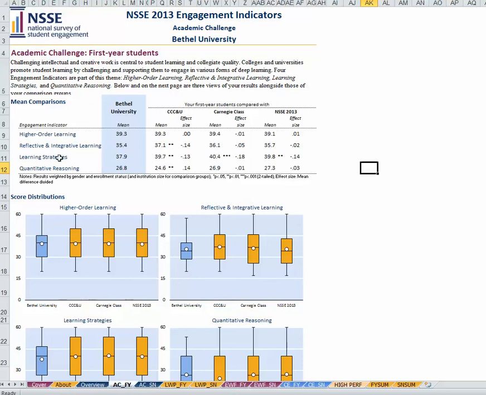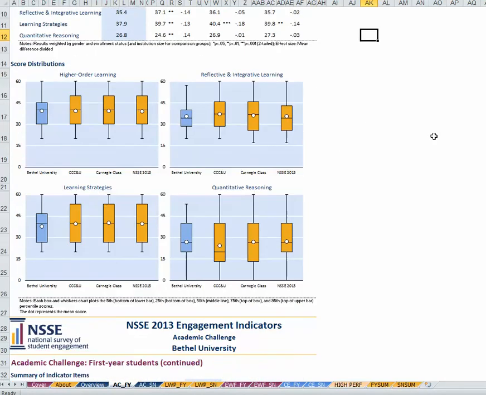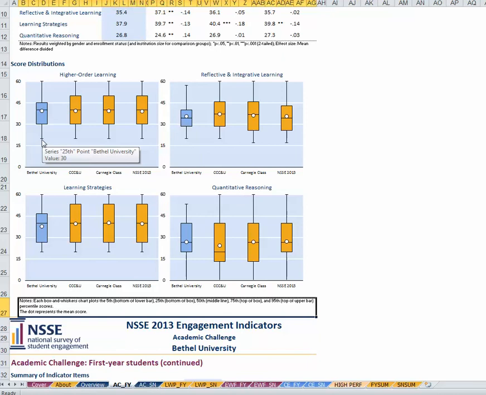So an example here for this is the learning strategies. Bethel's significantly lower as compared to Carnegie class institutions. And then here you'll just see a graphic version of this. This is the box and whiskers. And so there's a description of the box and whiskers down here. So this would be at the 5th percentile. This would be at the 25th percentile. This middle line is at the 50th percentile, the median. This is at the 75th percentile. And then at the top here, this would be a student at the 95th percentile.